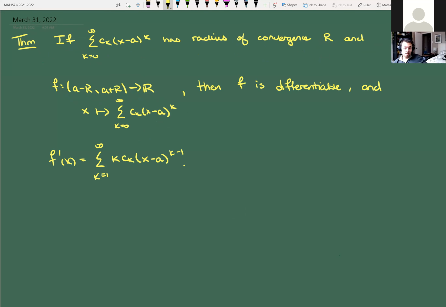So you differentiate, right? You set this thing to be a function. That thing is differentiable, which again is kind of surprising because we know that generally doesn't have to be true. It is differentiable and its derivative is equal to the differentiated power series.